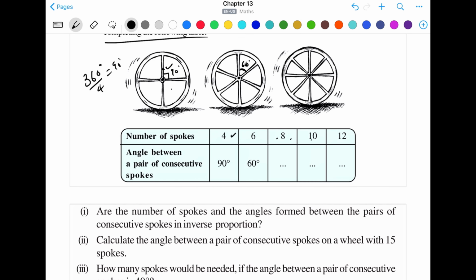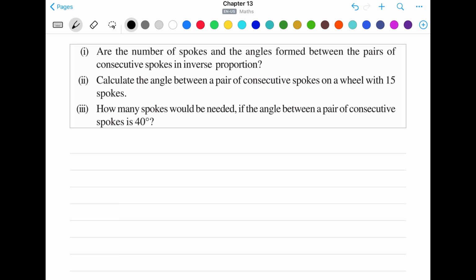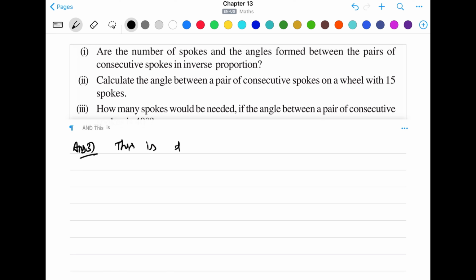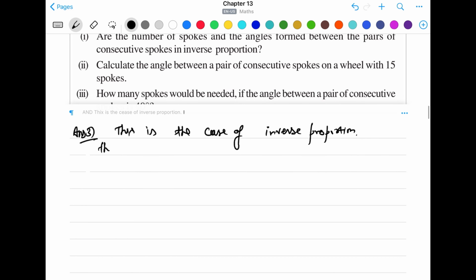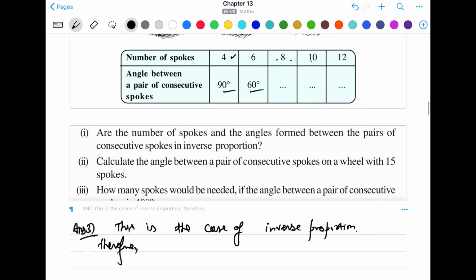Now you know, as the number of spokes increases, the angle between the consecutive pair of spokes decreases. So this is an example of inverse proportion. Okay, so let's start answer number 3. This is the case of inverse proportion. Therefore we can use the relation x1 into y1 equals x2 into y2.